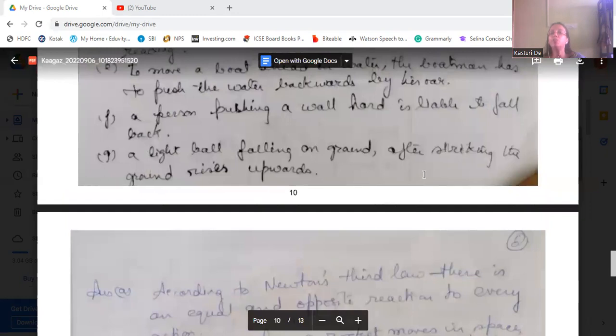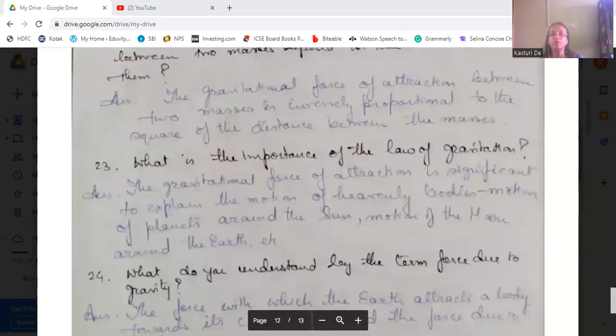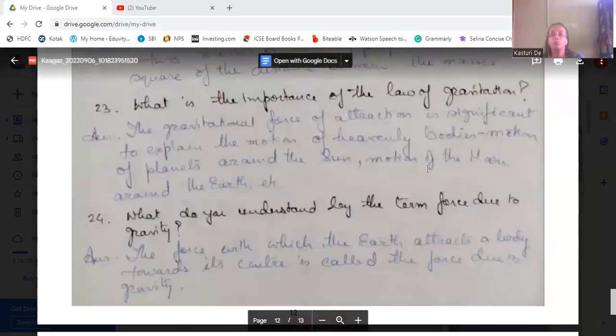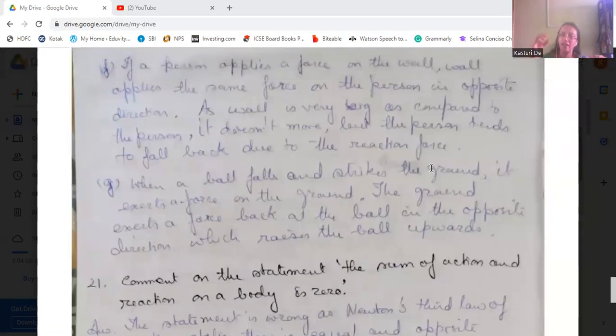When a light ball falls on the ground, after striking the ground, it will rise upward. But what happens? When the ball strikes the ground, it exerts a force on the ground, and the ground will also exert an equal and opposite force on the ball, which will move the ball upwards.